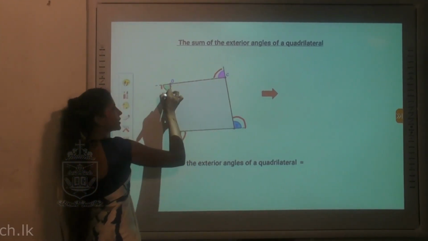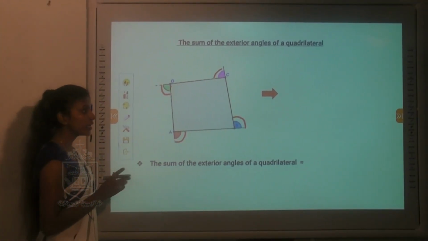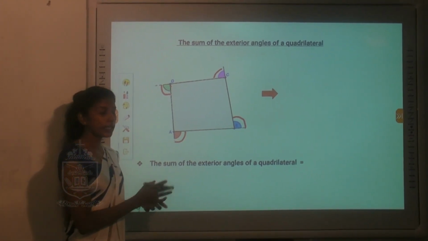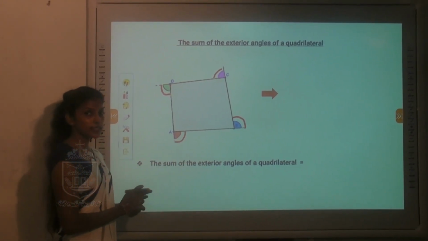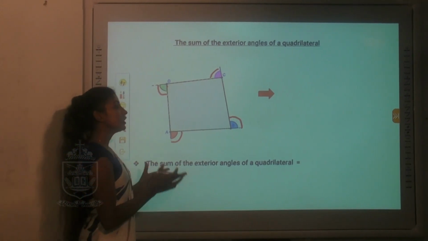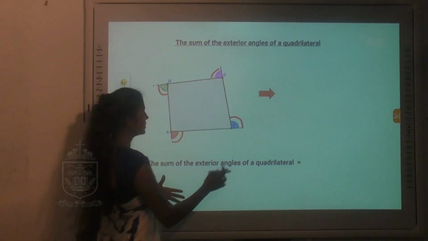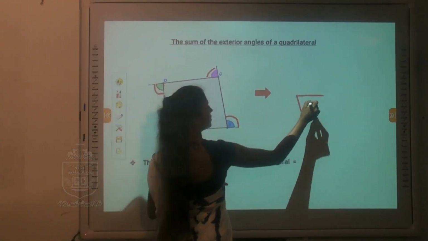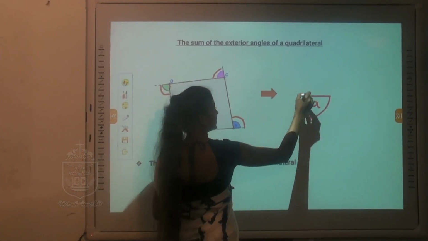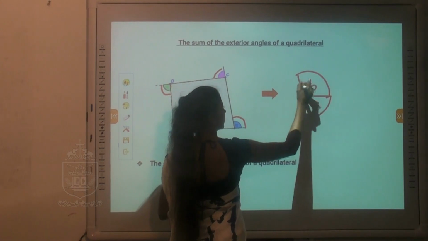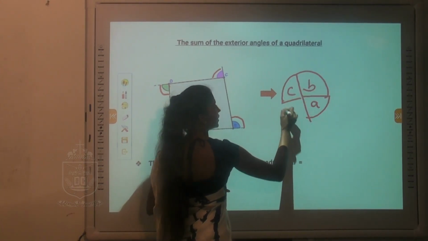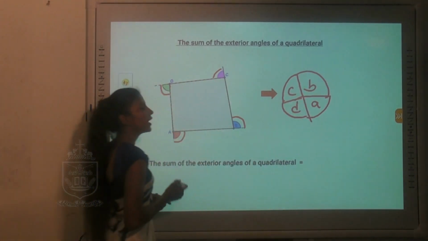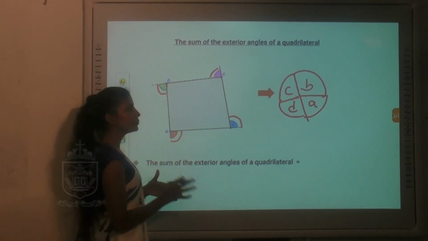Likewise, four exterior angles are formed, and once you do the activity, once you cut the four exterior angles and paste them, you can see all four exterior angles line up like this. Let's think that this is the A angle. A angle will line up like this. B angle will line up like this. C angle, D angle. Likewise, all four angles will line up around a certain point.